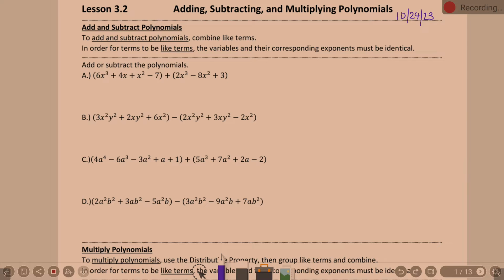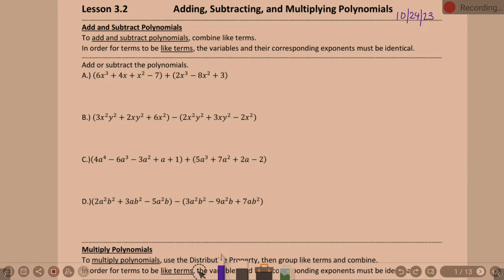Adding and subtracting polynomials. You guys know, to add and subtract polynomials, we're going to be looking for like terms. Okay, remember like terms, their pieces are exactly alike. So their variables are alike, the exponents on the variables are alike. Those variable pieces are just identical. Okay, so let's look at A.